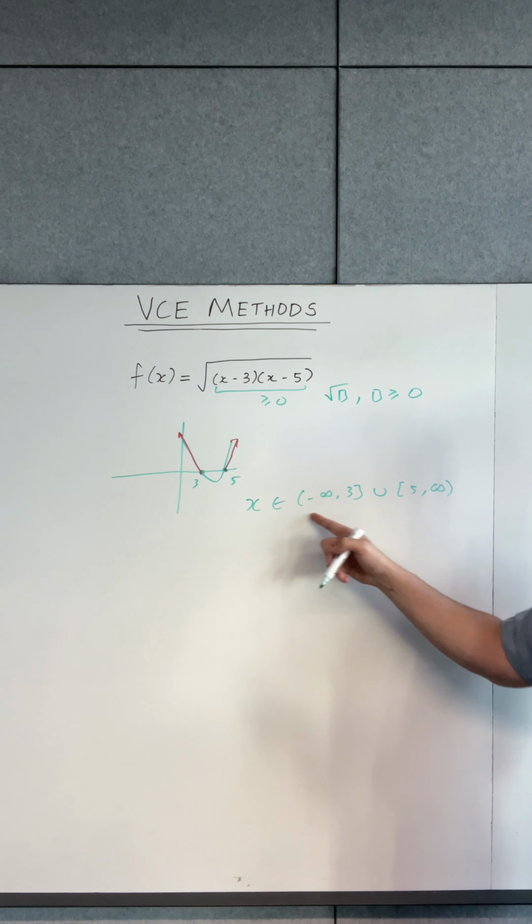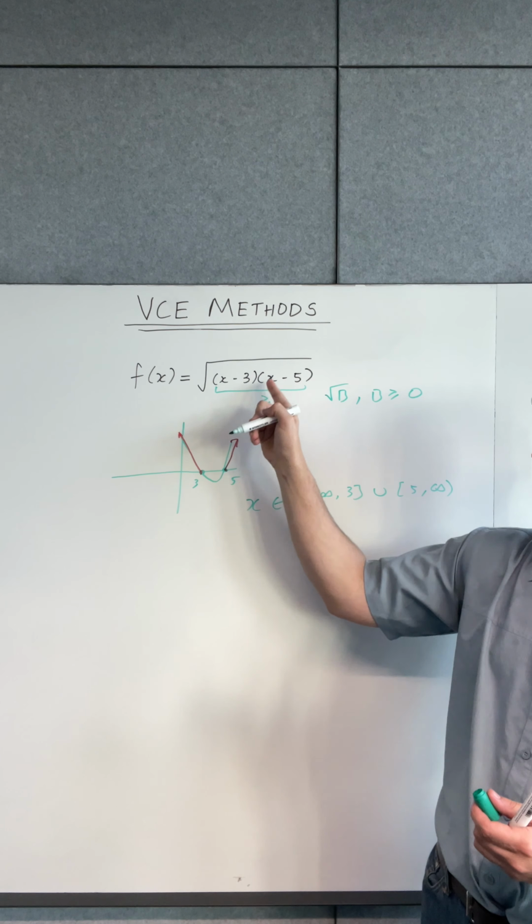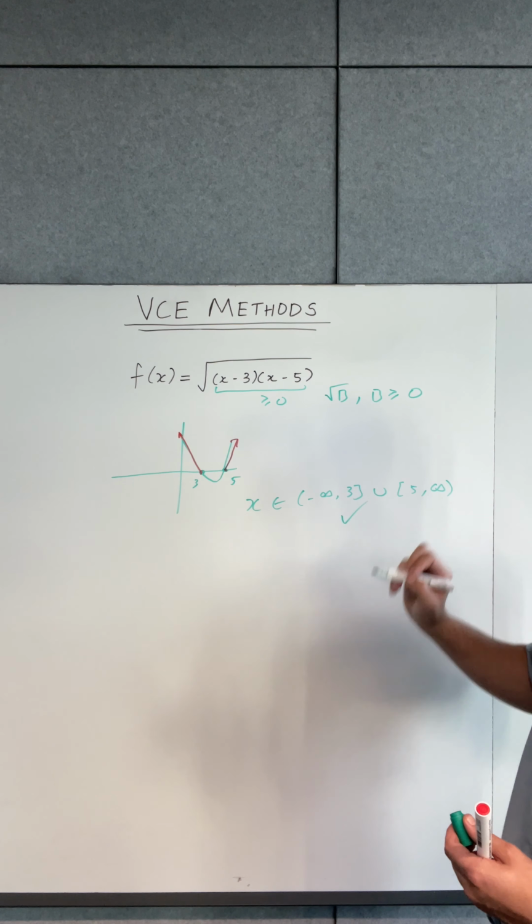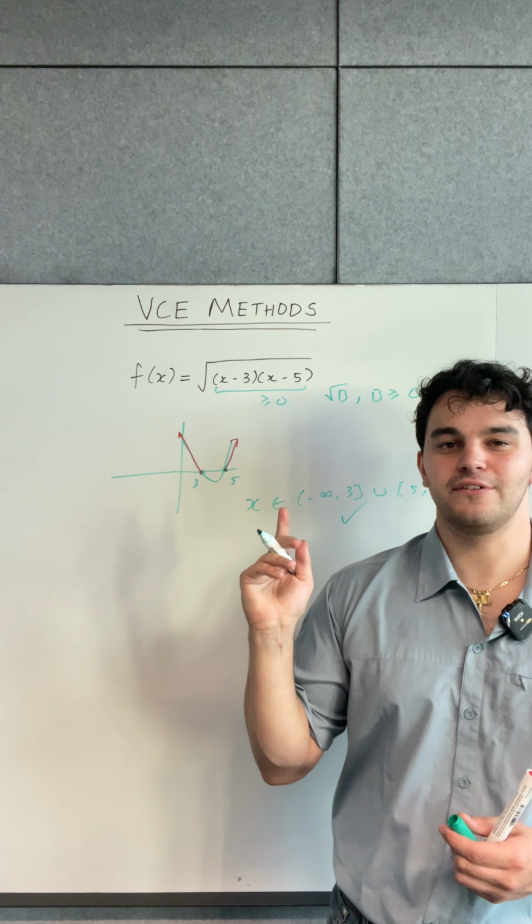So this is a set of x values which makes this parabolic equation greater than or equal to 0, and therefore this is also the same set of values as our implied domain for f of x.